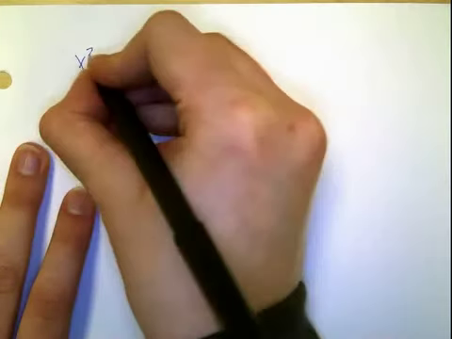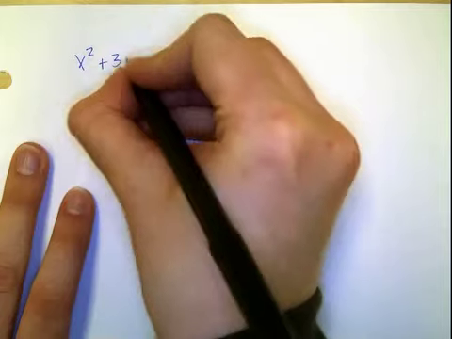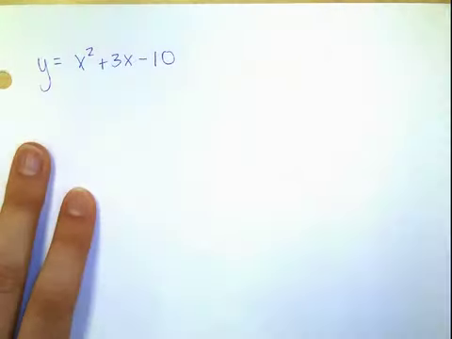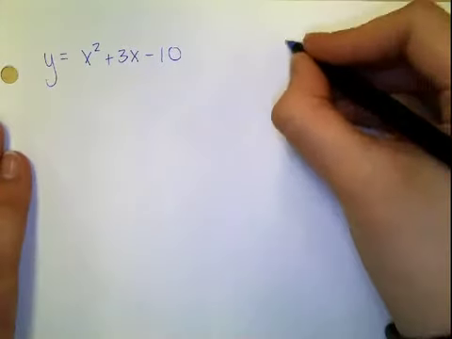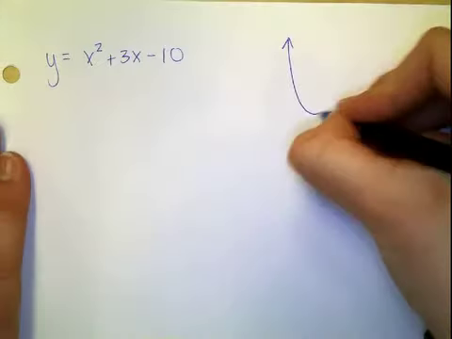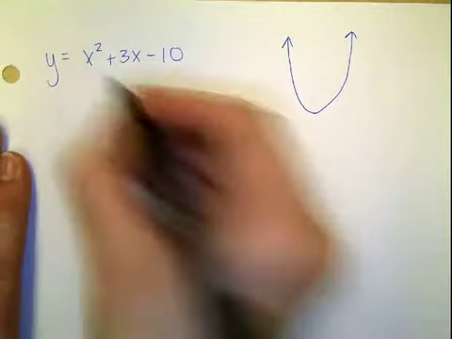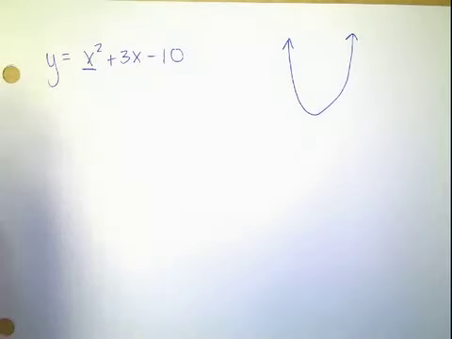And let's use this as our example. Let's say we had x squared plus 3x minus 10, and I'm going to call this y equals, and I was asking you about the graph. What's this thing look like on a graph? You would tell me, oh, well, it's definitely a parabola. It's one of these, because of this x squared. That's my clue. It's one of these U-shaped graphs.